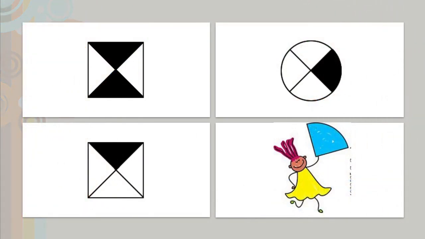Now here we can see 4 pictures. Come on. Yes, dear children, you have to tell me whether the colored portion shows a half part or a quarter part. Come on. First one, half part. Yes, there are 4 parts, 1, 2, 3, 4. Out of them, only 2 parts are colored. So it is a half.